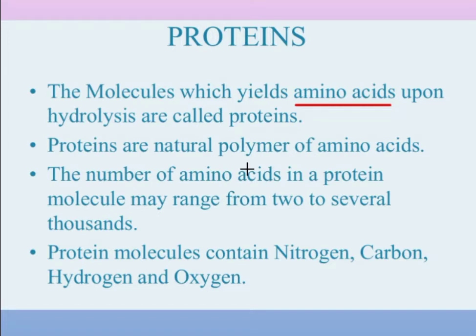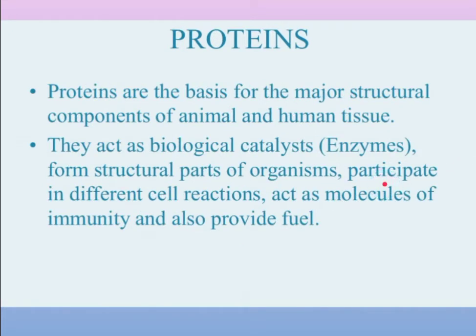Proteins are natural polymers of amino acids. Again, the number of amino acids present in a protein molecule may range from 2 to several thousands. So this depends on the type of protein itself. Protein molecules contain nitrogen, carbon, hydrogen, and oxygen. So these four are the major structural components of our protein. So again, that is nitrogen, carbon, hydrogen, and oxygen. So these four, once combined, will yield protein molecules.